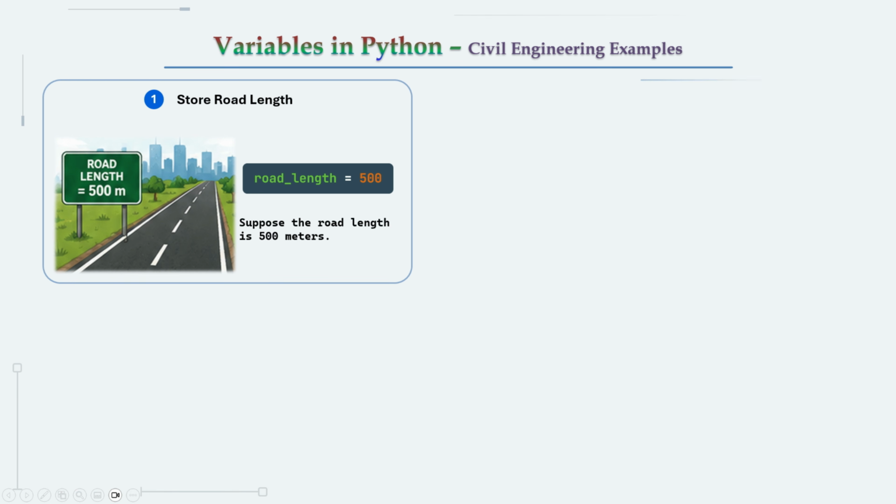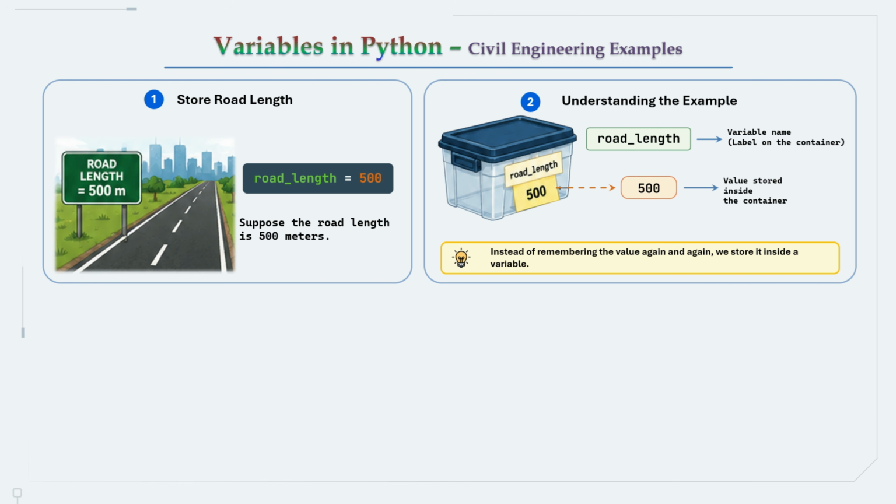Think of it like a storage box. Outside the box there is a label. Inside the box some material is stored. Similarly, in Python, variable name is like the label and the value is the data stored inside. Here you can see a container. The label on the container is road_length, and inside the container the stored value is 500. So whenever Python sees the word road_length, it understands that the value is 500.